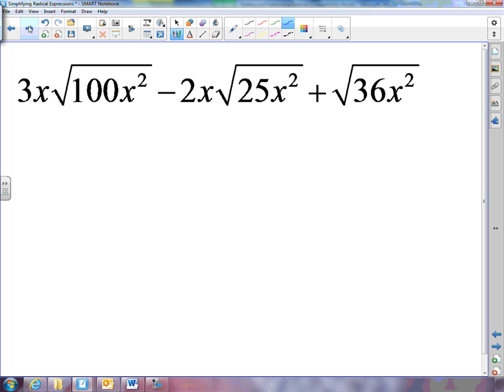All right, so now the next one. One more example. So here I have more complicated expressions under the radical. So let's see if I can simplify them. So here I have 100, which is a perfect square, and x squared, which is also a perfect square, meaning that you can take the square root of it. So this square root of 100 x squared is just 10x times 3x. Now, here I have the square root of 25x squared. That's really just 5x. And here the square root of 36x squared is really just 6x.